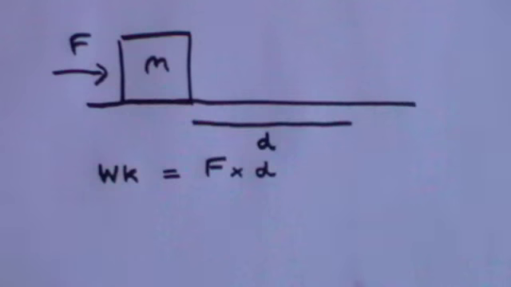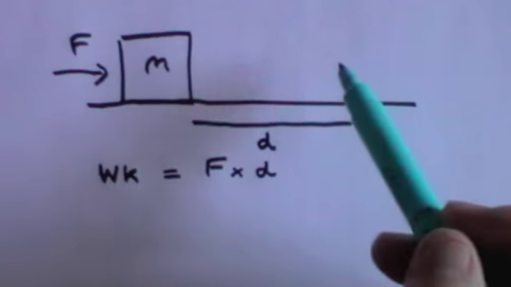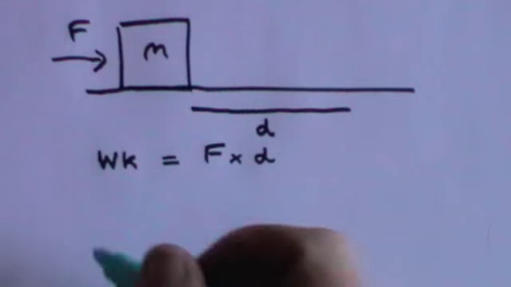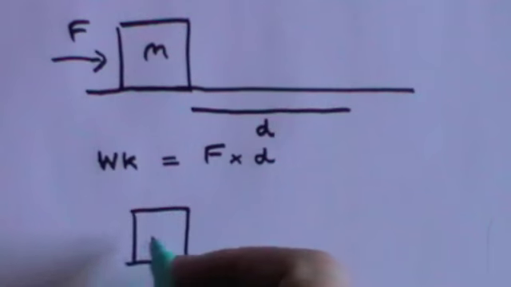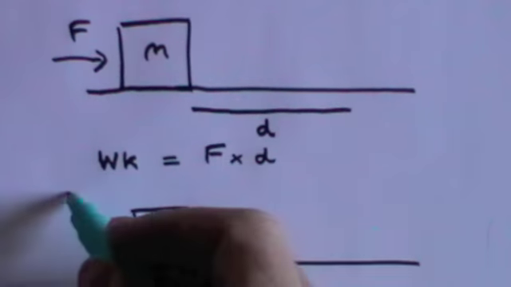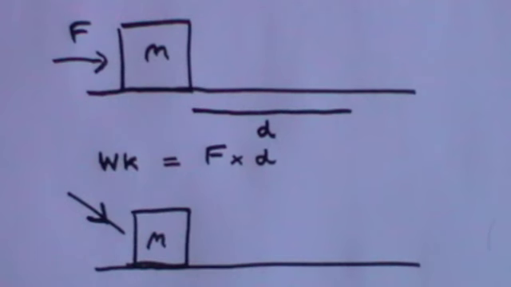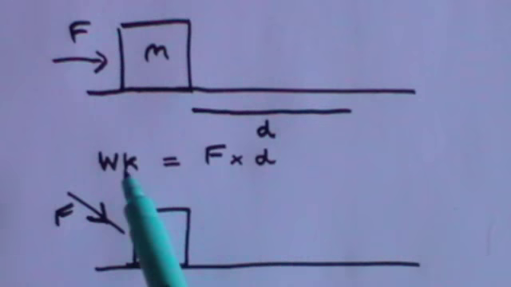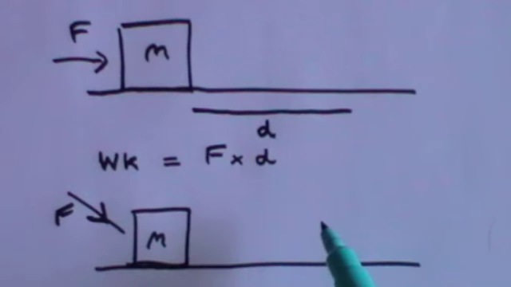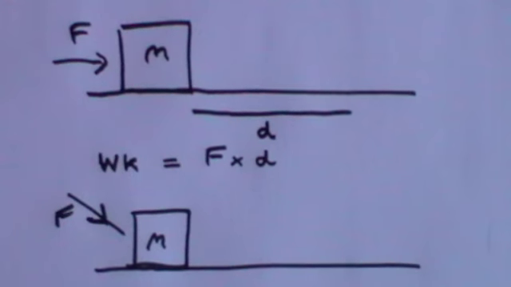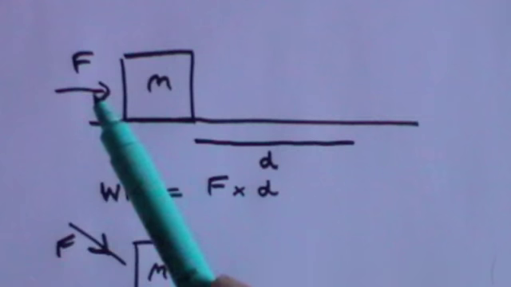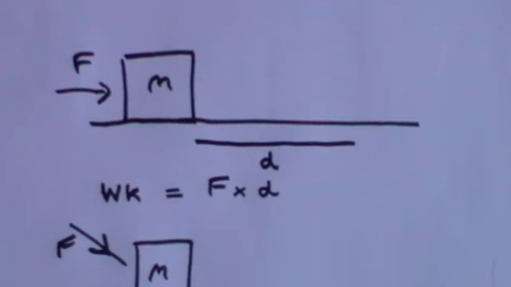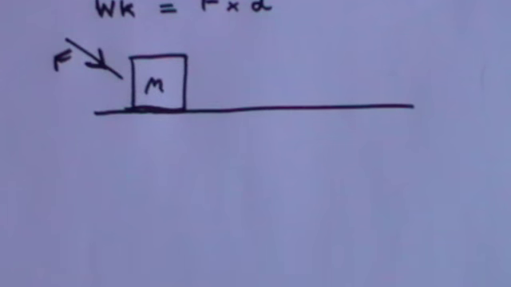Please note that the force has to be in the same direction as the distance that you're going to push it through. If the mass is here on the floor and you push down on it at an angle with a force F, the work is not force times distance because you're not pushing wholly in the direction that you want to go. We'll talk about how you resolve this a little bit later on, but for the time being, this formula applies when the force and the distance are in the same direction. In other words, you're pushing in the direction that you want to go. Or pulling. It doesn't matter.